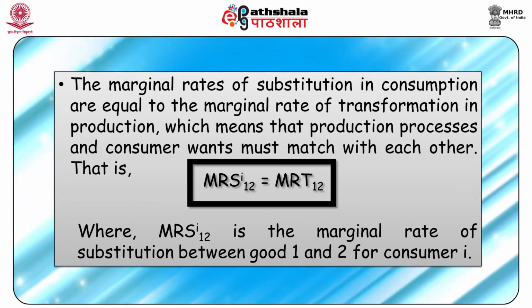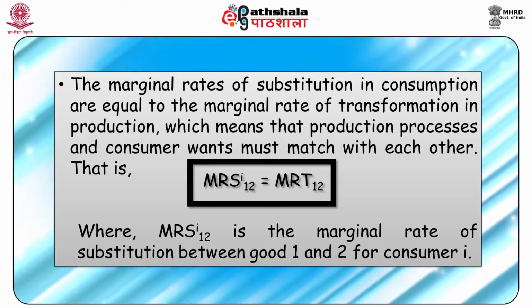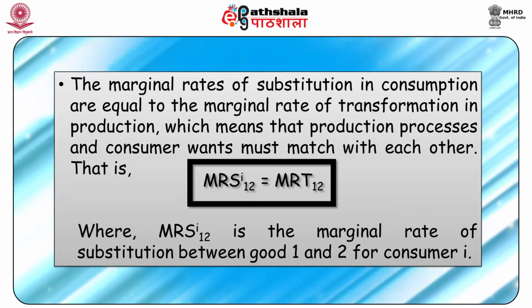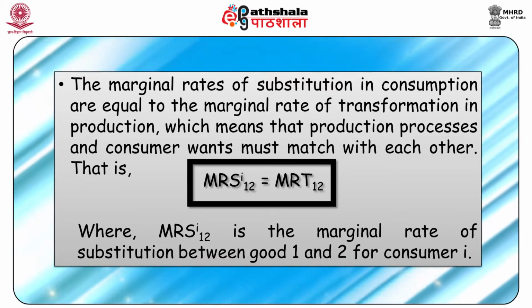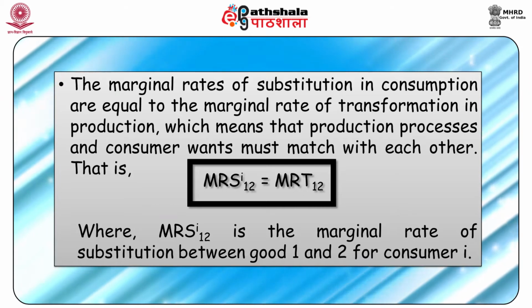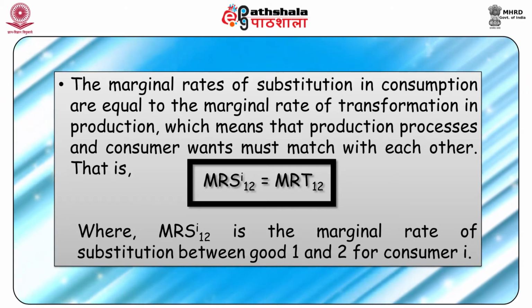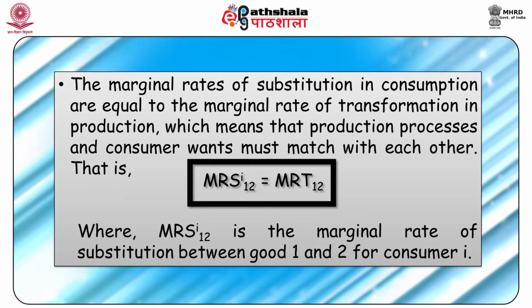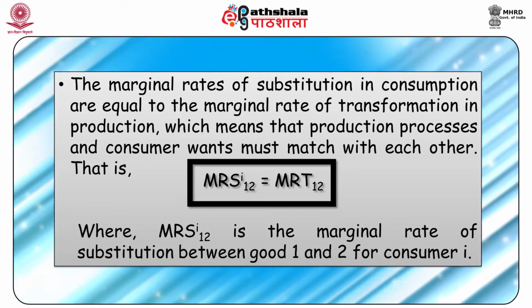The third criterion is that the marginal rates of substitution in consumption are equal to the marginal rate of transformation in production, which means that production processes and consumer wants must match with each other. That is, MRS 12I is equal to MRT 12, where MRS 12I is the marginal rate of substitution between good 1 and 2 for consumer I.